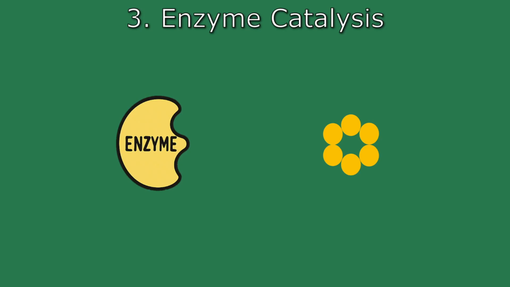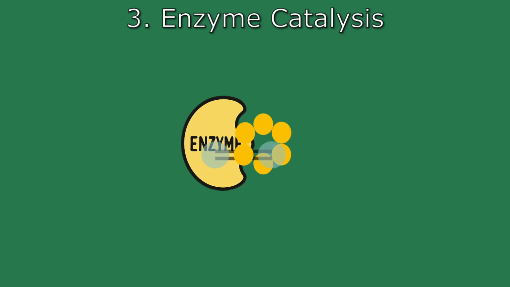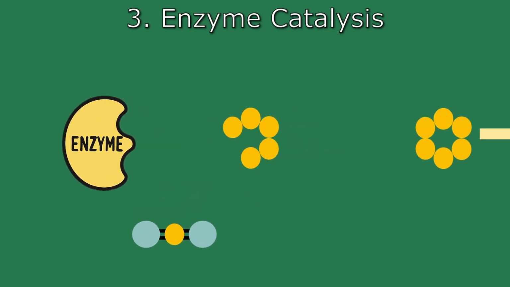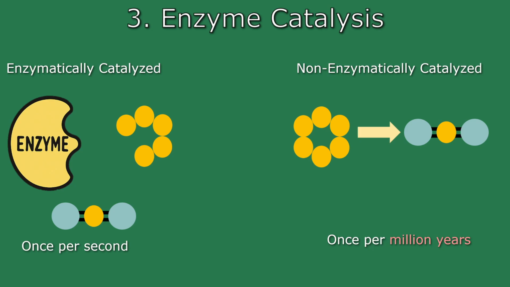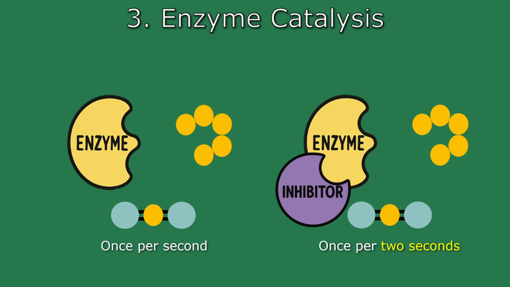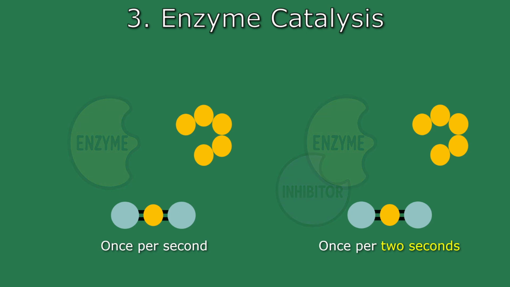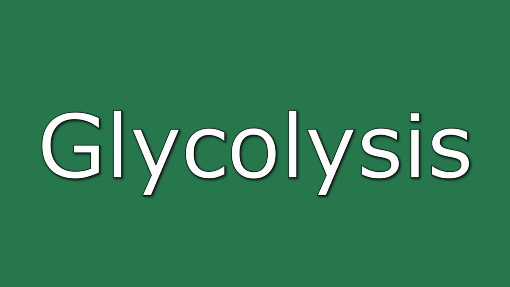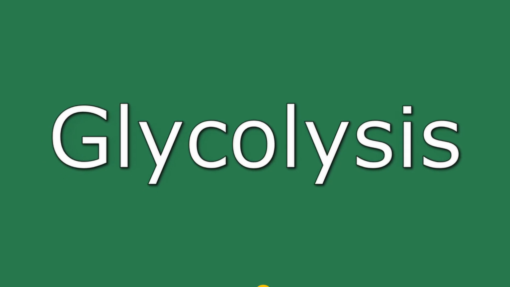Third, enzymatic catalysts. Enzymes lower the activation energy of each step, allowing reactions to proceed at biologically useful rates. And they serve as key targets, allowing the cell to adjust how fast reactions run. Though enzymes won't be shown in this video, they're responsible for everything we'll talk about.